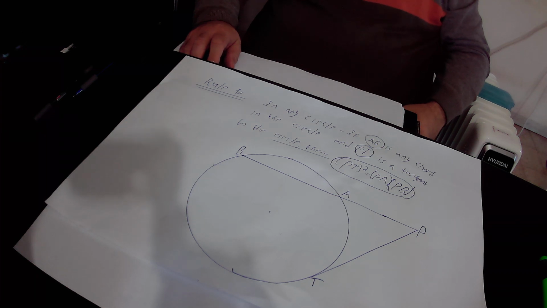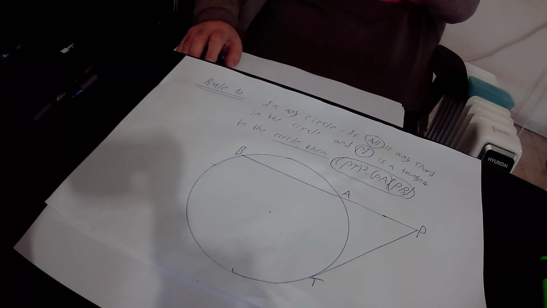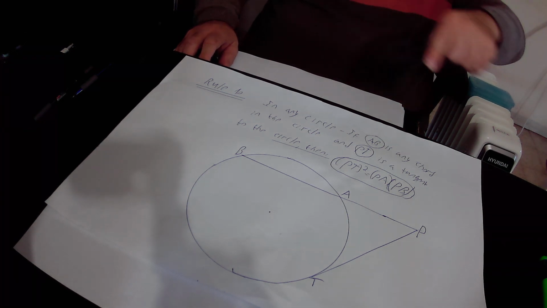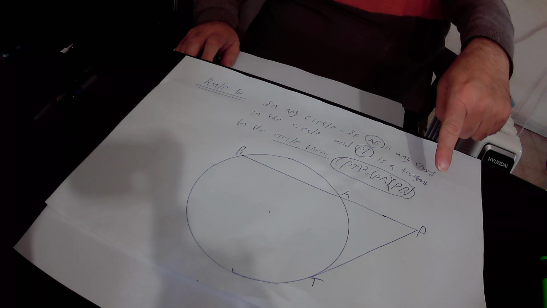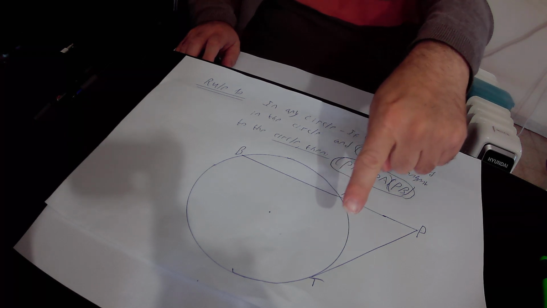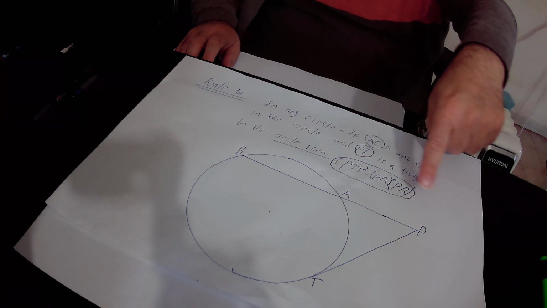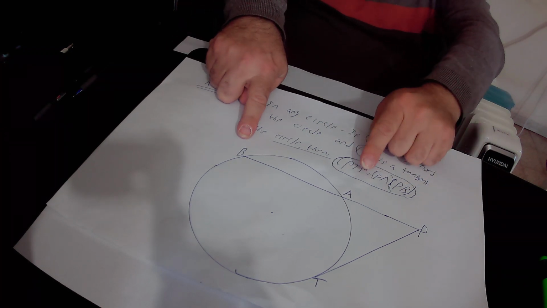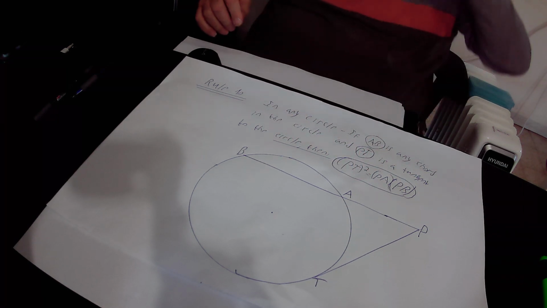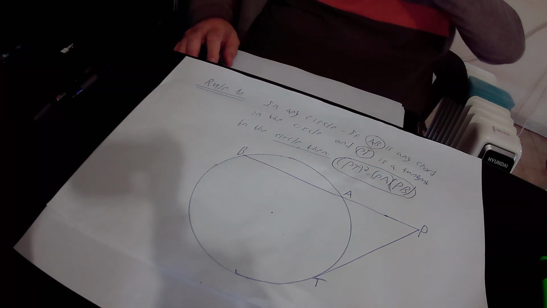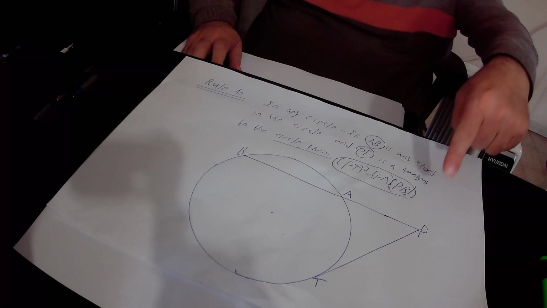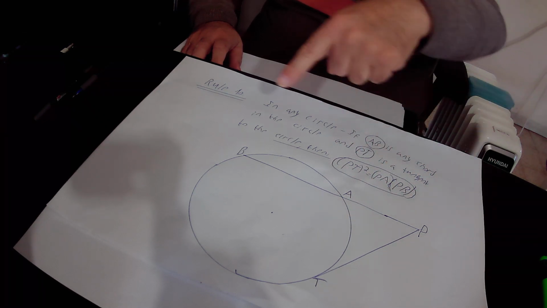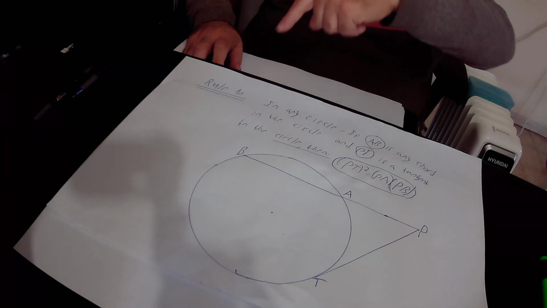Okay, so actually we have the common external point P. From the common external point P, we have tangent PT that is tangent to the circle at point T. And we also have line segment PB. This line segment PB cuts the circle at points A and B. So in this drawing, the following equation is true: PT square equals PA times PB.